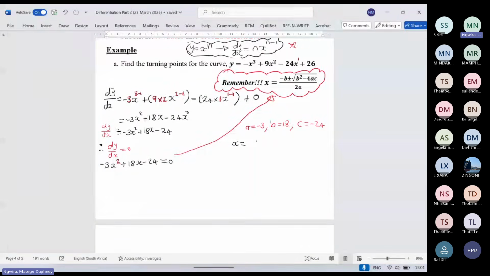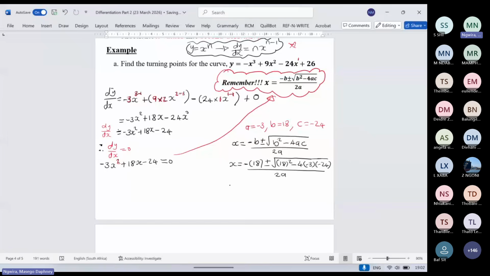Don't worry. So the formula is negative b plus or minus the square root of b squared minus 4ac. Then I need to solve for x because it's an ax squared, so I'm going to use the quadratic formula. Then this will be x equals minus, and I replace b with 18, plus or minus the square root of 18 all squared, minus 4, then my a is negative 3, and then my c is negative 24, and then everything is over 2a.